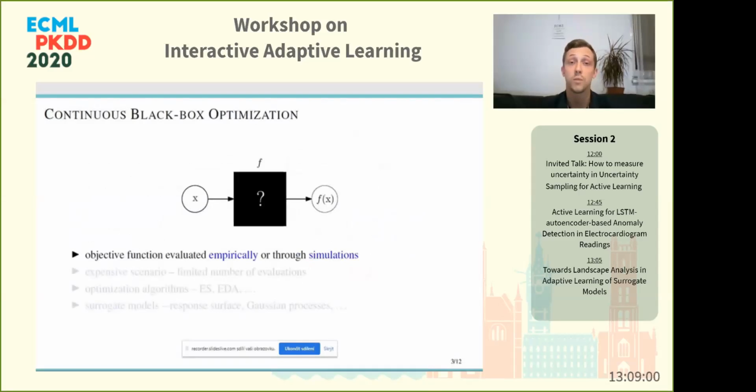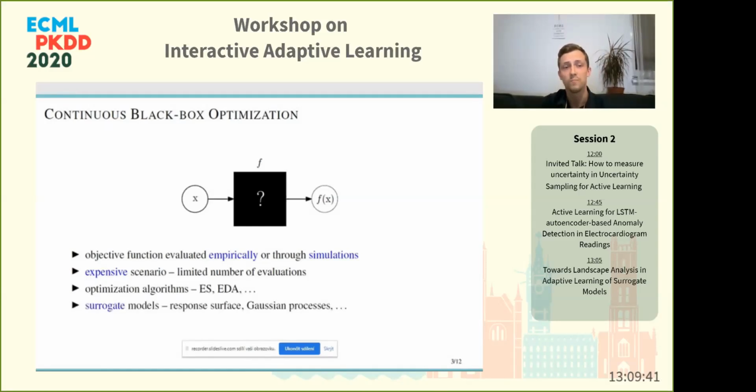Let's start with continuous black box optimization, which we are interested in. As I told you, here the objective function is evaluated only by some experiments or through simulations, and we are interested in the expensive scenario, which means that each experiment is expensive in terms of time or money, so we have only a limited number of function evaluations. In this area, there are plenty of optimization algorithms, for instance, evolution strategies, and to save these expensive evaluations, we use surrogate models, which are some regression models of the investigated functions.